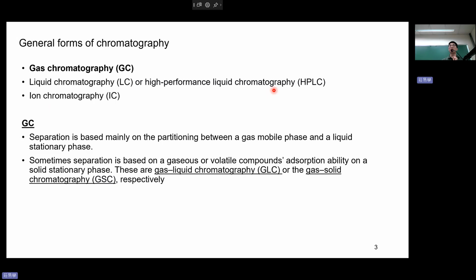So being able to tolerate high pressure means that you can operate under much higher flow rates. So it gives you a higher performance.